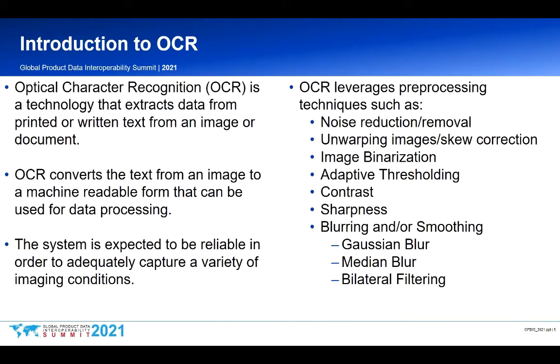So, we can do noise reduction, image binarization, adaptive thresholding, contrast, sharpness, blurring, smoothing, but we also have to maintain the quality and the clarity of the image to make sure that we are getting a good accuracy and a good end product, and we are able to extract those serial numbers or part numbers.